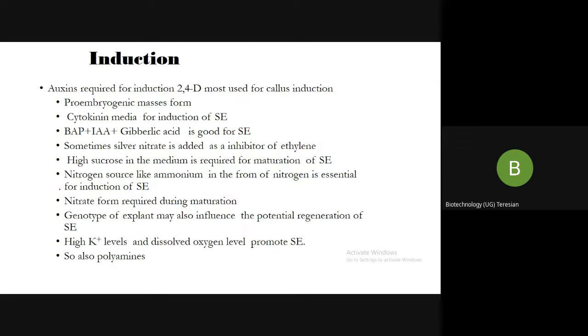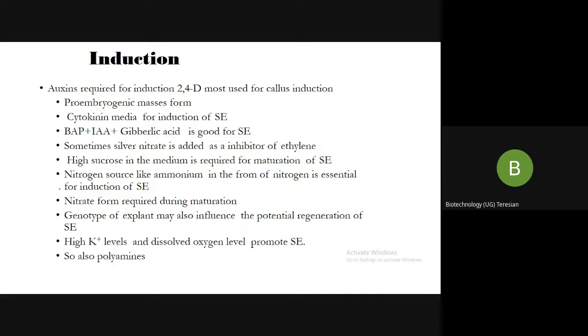embryogenic clumps, and maturation is achieved by culturing the somatic embryo on a media containing some doses of cytokinin and high sucrose and abscisic acid. So this point you have to remember. When you're going to induce embryogenesis formation, you have to provide auxin. And what type of auxin? It is the 2,4-D auxin.